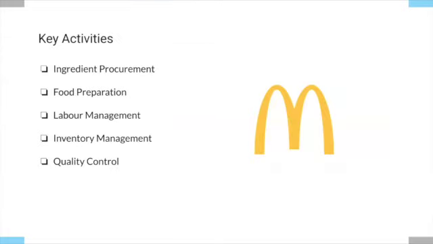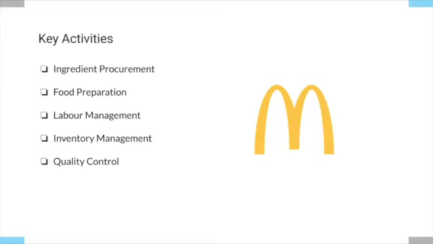So McDonald's has a couple of key activities. The first one is ingredient procurement. McDonald's sources ingredients in bulk to achieve economies of scale. Cost control in procurement is essential to maintain profitability. Food preparation is another key activity of McDonald's. Standardized processes ensure consistency and efficiency in food preparation, minimizing wastage and labor costs.